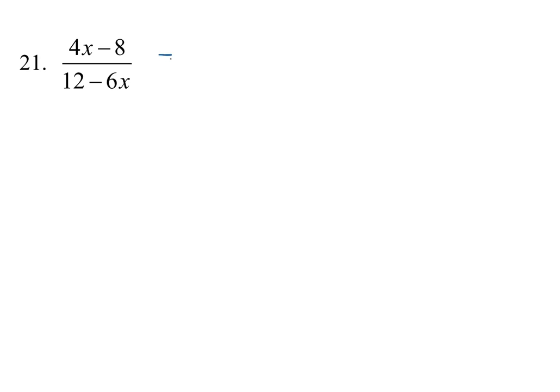So we're going to start by trying to factor. In the top, you can pull out a 4. You're left with x minus 2. And in the bottom, you can pull out a 6. And you're left with 2 minus x. That looks super similar. Let me try to factor out a -1 from, let's just say, the top.